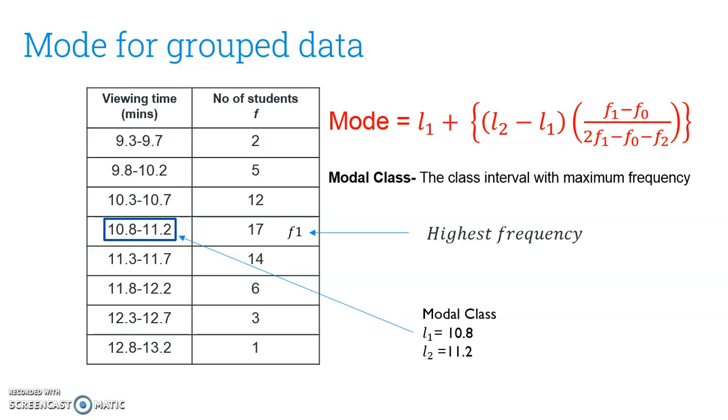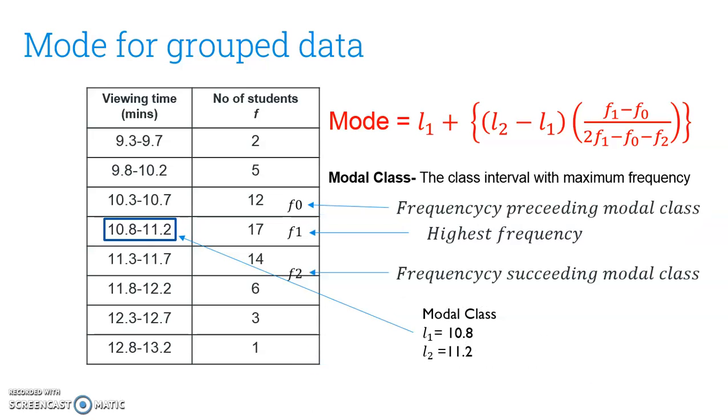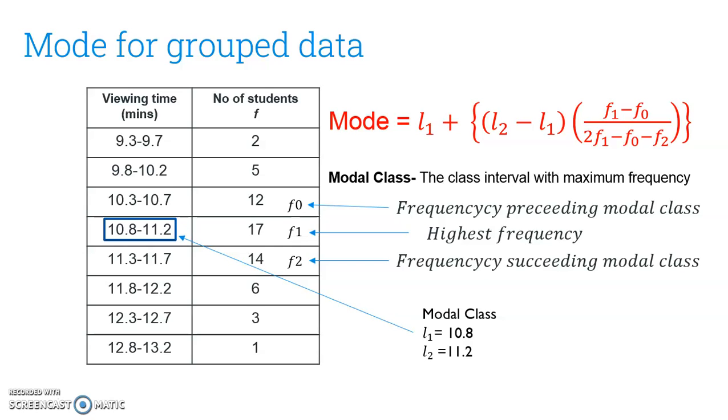Then we need to find the three frequencies mentioned in the formula, F0, F1 and F2. F1 is the highest frequency which we have found. F0 is the frequency preceding the modal class. F2 is the frequency succeeding the modal class. In simple words, F1 is the highest frequency, F0 is the frequency before the highest frequency, and F2 is the frequency after the highest frequency. Now we have all the values. If you substitute all these values in the formula, you will get the answer for the mode.